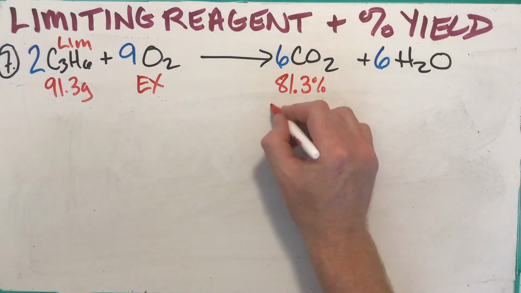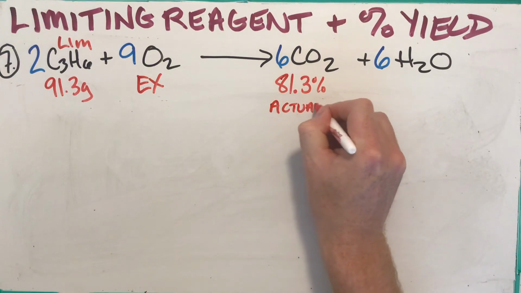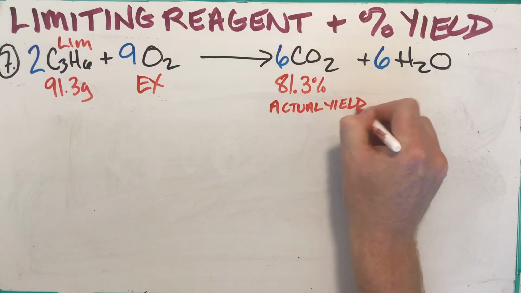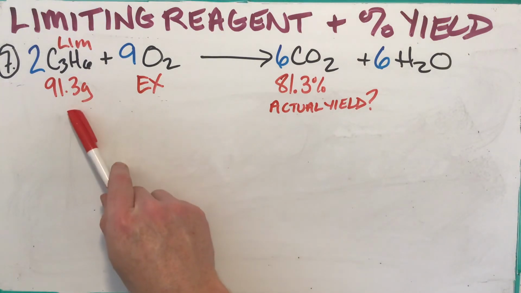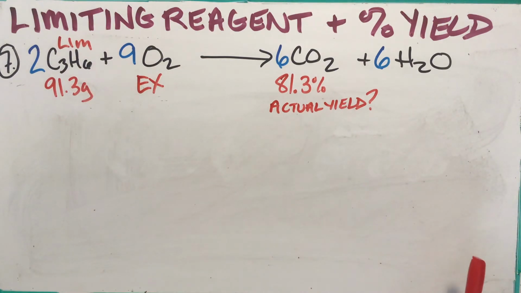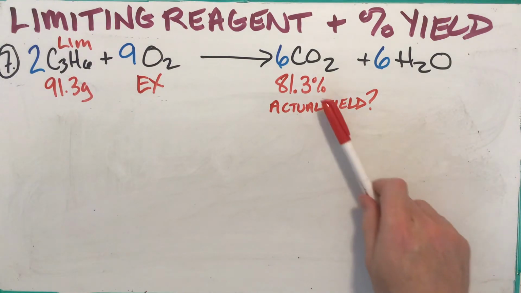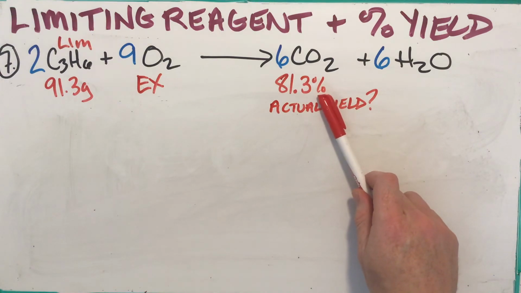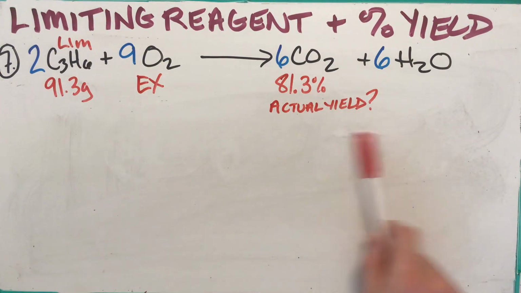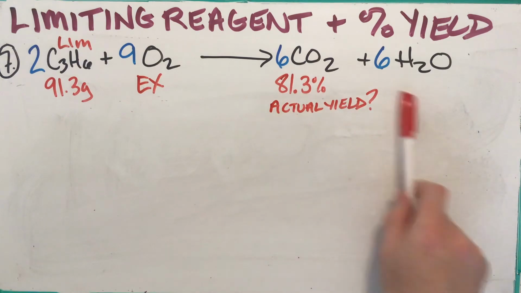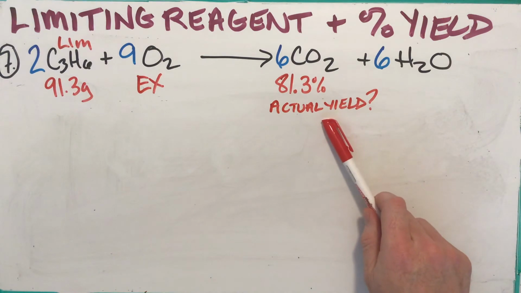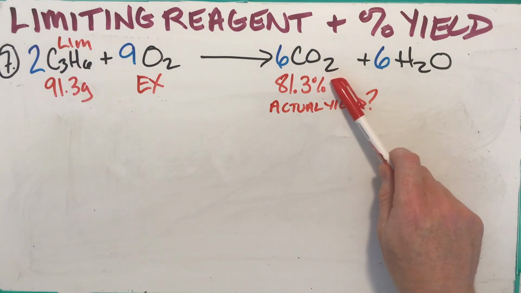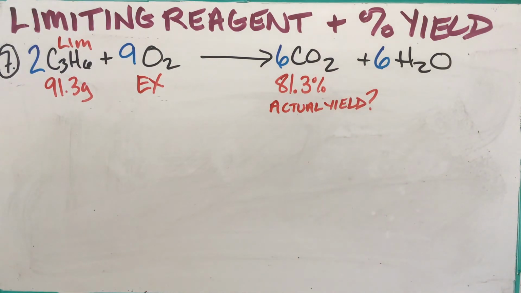All right. Now my actual yield, it doesn't tell me. In fact, that's what the question wants. It says, look, 91.3 grams of this fuel were burned. When we measured for the carbon dioxide, the percent yield was 81.3%. What mass of carbon dioxide did they actually get in the lab? So we're looking for the actual yield. So a little bit different here, because we're used to this one being given and finding this. Now we're given the percent yield and have to find the actual.